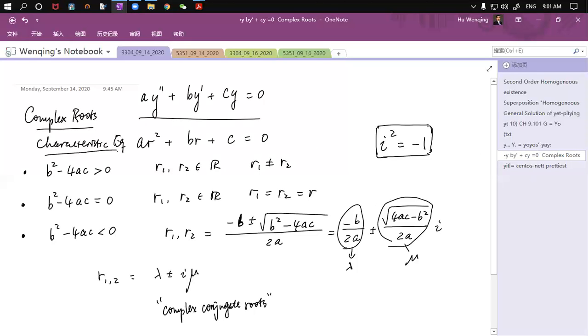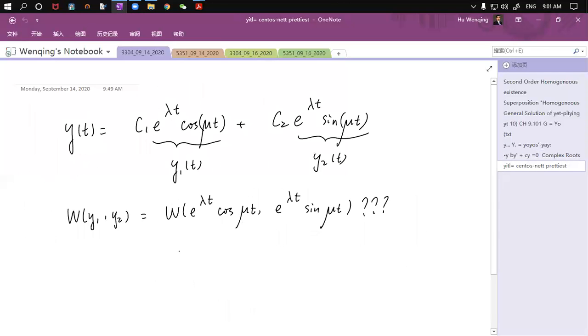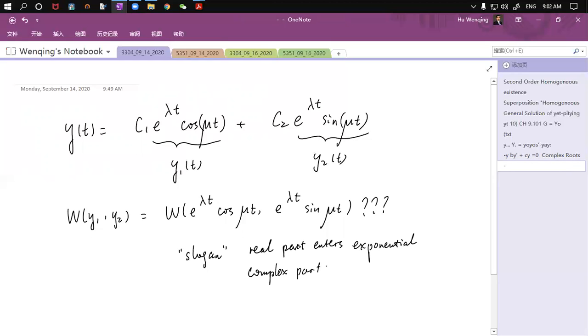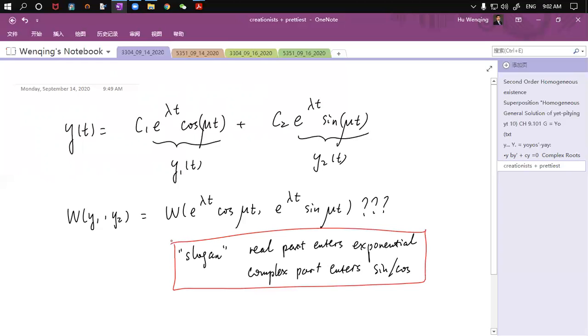So the two fundamental solutions are going to take the following form. Here the slogan says that the real part enters the exponential, and the imaginary part enters sine and cosine. So that's the slogan of solving this kind of complex conjugate case.